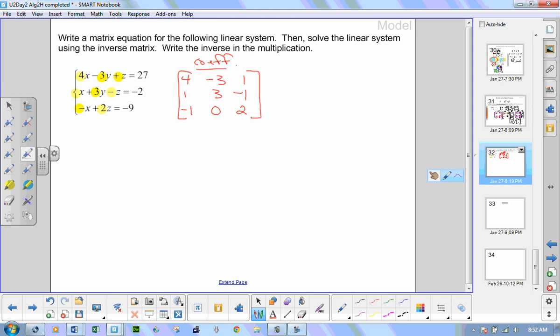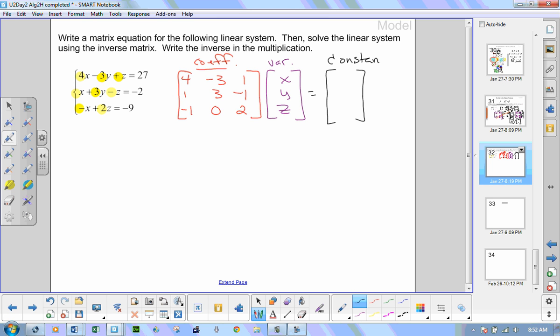And then I'm going to put the variable matrix here in purple, which is very simple. It's just x, y, and z. This is the variable matrix. Then we're going to say that that is equal to the constant matrix, and the constants are just what each equation is equal to. And again, they're called constants because they don't have any variables involved with them. So from here, I'm going to write a 3 by 1 matrix of 27, -2, -9. Okay? Decently straightforward here to start. This is the part of the problem where we have written a matrix equation.